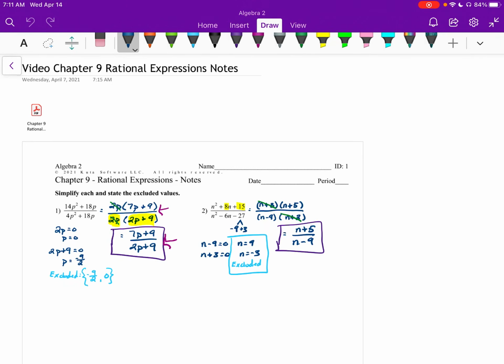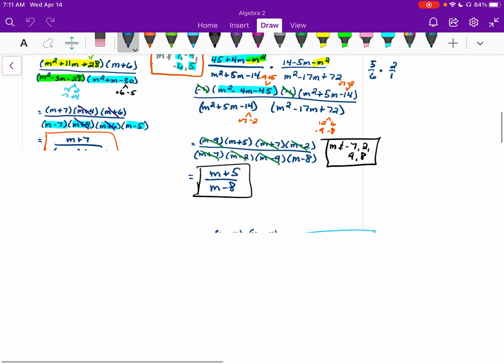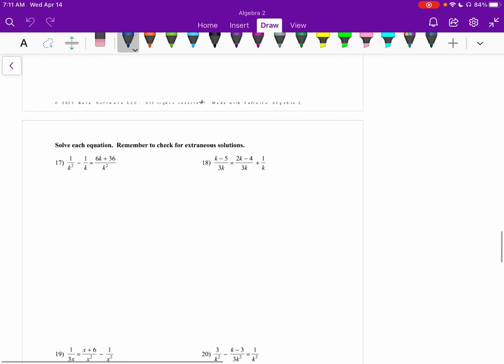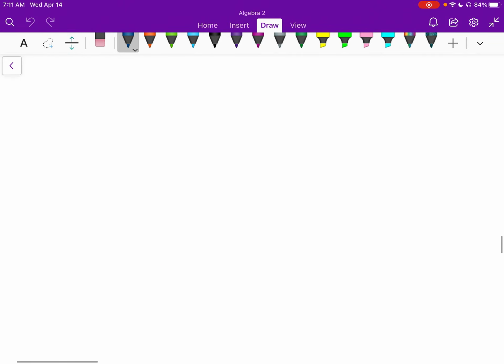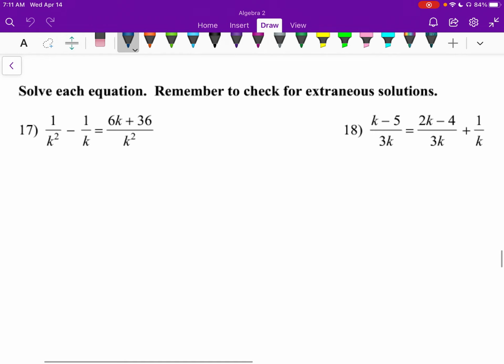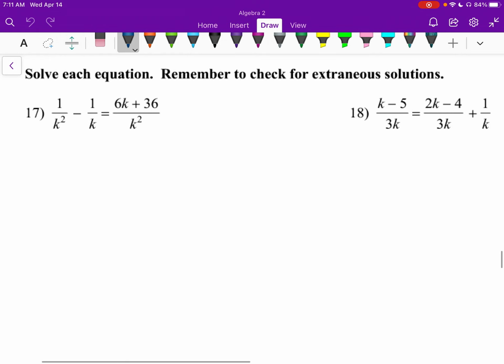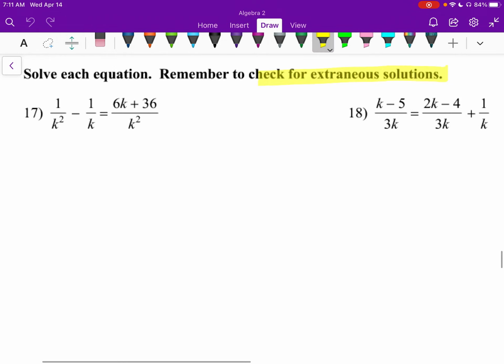All right, we are continuing Chapter 9 Rational Expression Notes with number 17. So down here we're solving, and we have to check for extraneous solutions. What this means whenever we're solving is that when we're done, we need to check and see, could that answer work?